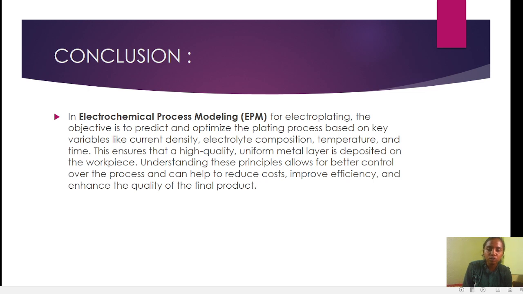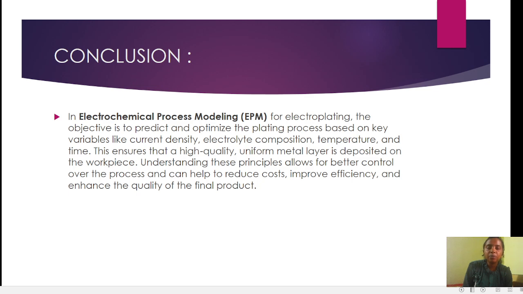Finally, the conclusion. In electrochemical process modeling for electroplating, the objective is to predict and optimize the plating process based on key variables like current density, electrolyte composition, temperature, and time. This ensures a high quality, uniform metal layer is deposited on the workpiece. Understanding these principles allows better control over the process and helps reduce cost, improve efficiency, and enhance the quality of the final product.